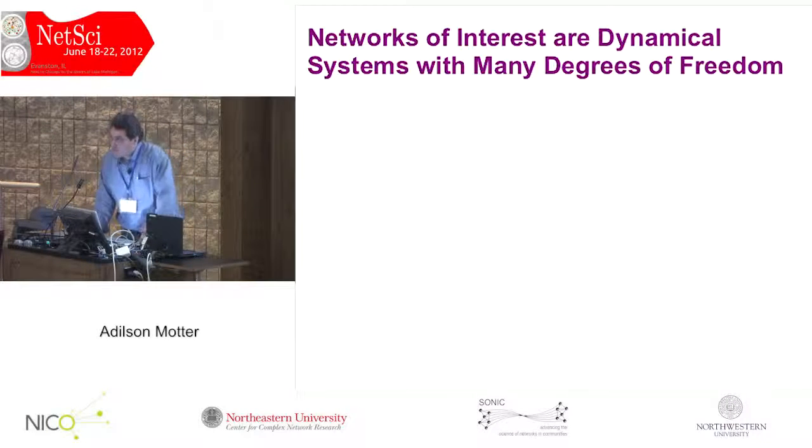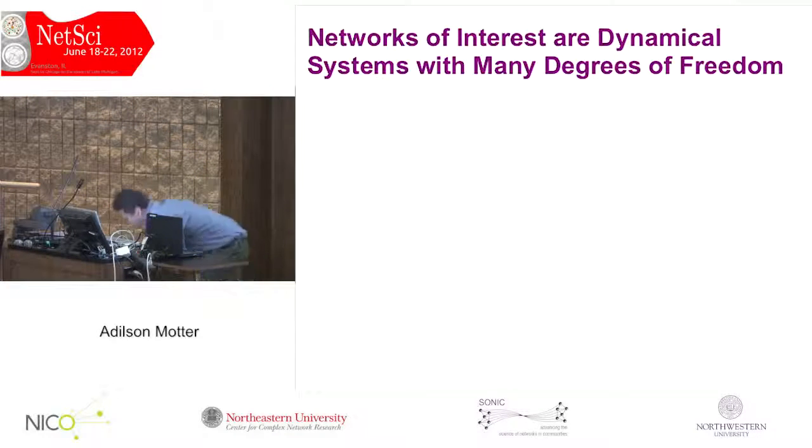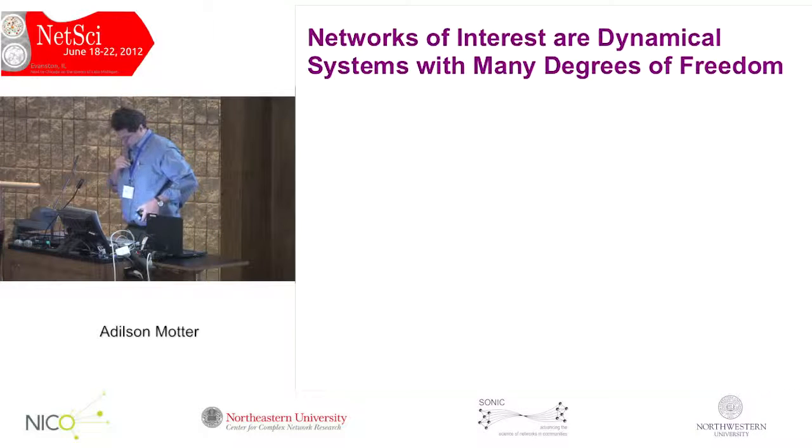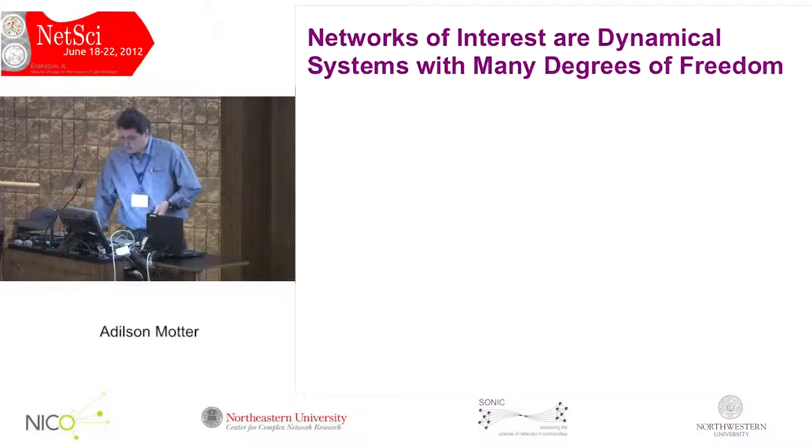These examples are very carefully chosen to have a very small number of degrees of freedom, a very small number of nodes. But in general, most of the networks that we care about are much larger. They are in general dynamical systems made up of nodes that are dynamical systems, and therefore they have a very large number of degrees of freedom.